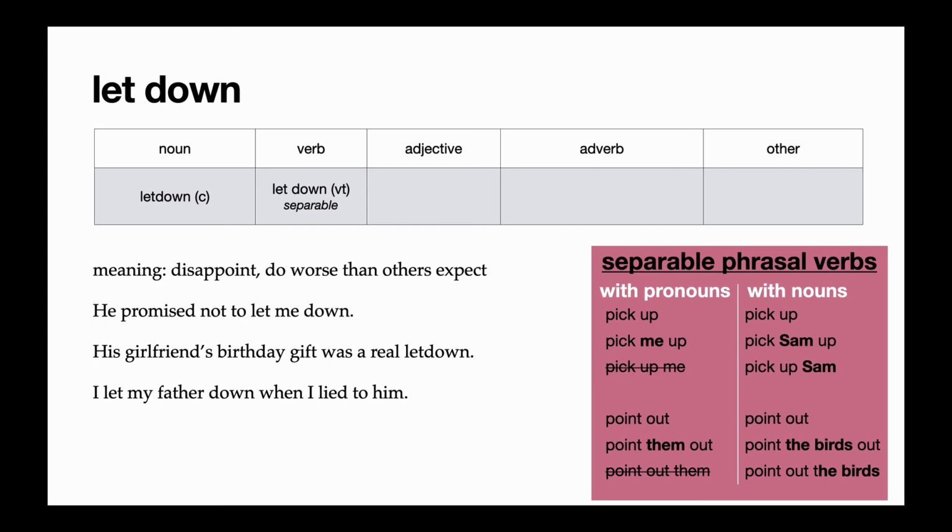So of course, because this is separable, we have to put the pronoun me in between the 2 parts of the phrasal verb. Let down can also be put together to form a countable noun that means a disappointment. So in our second example, it says his girlfriend's birthday gift was a real disappointment. It was a real letdown, which means disappointment. And then in the last example, I let my father down when I lied to him. That means I disappointed him.